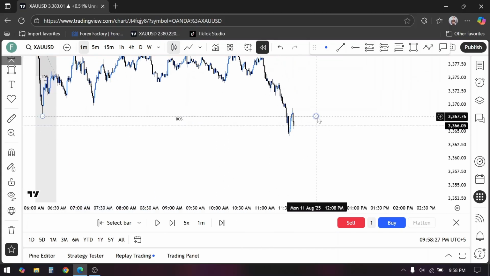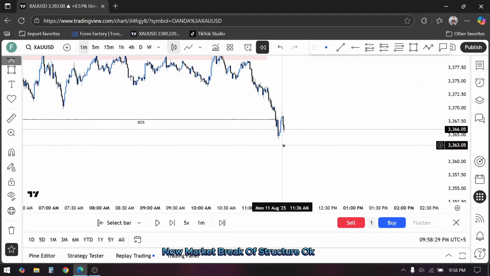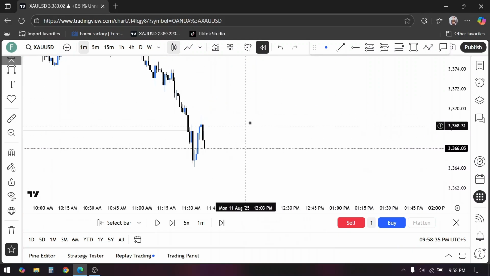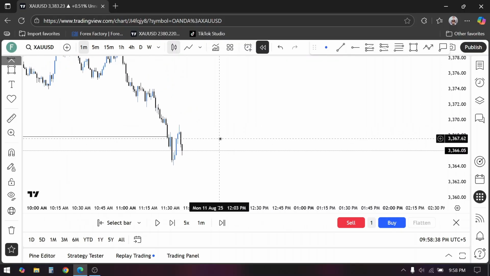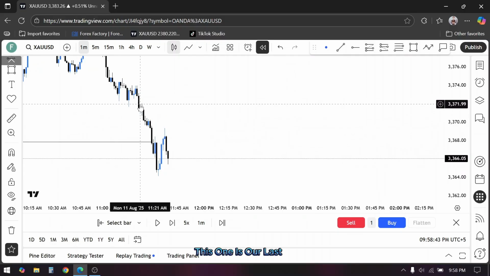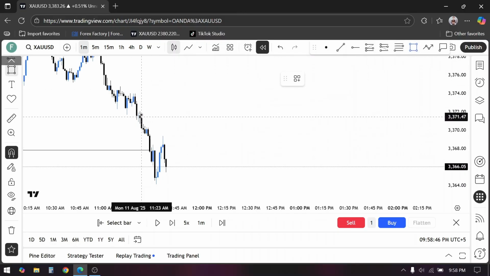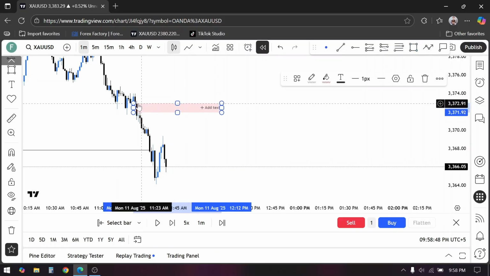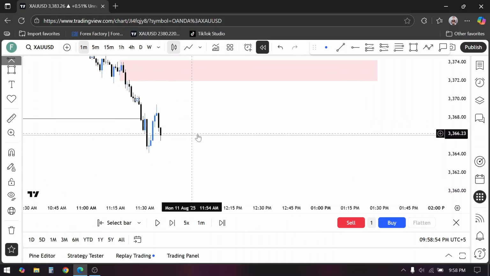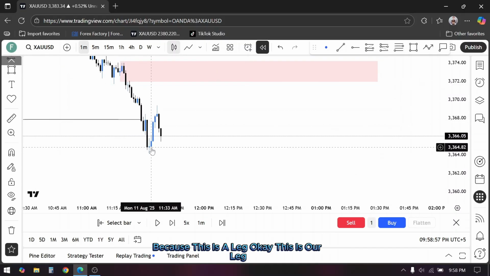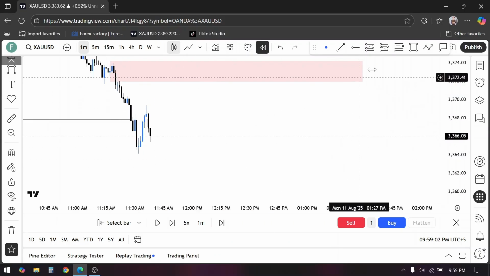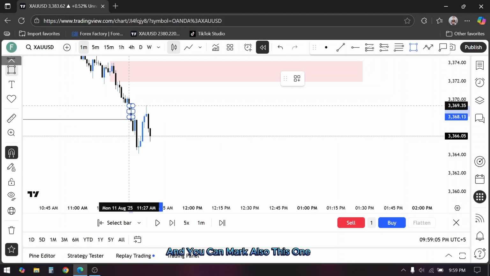See, now market break of structure. So after break of structure, this one is our last order block. You can mark, because this is a lag. Okay, this is our lag, and you can mark also this one.